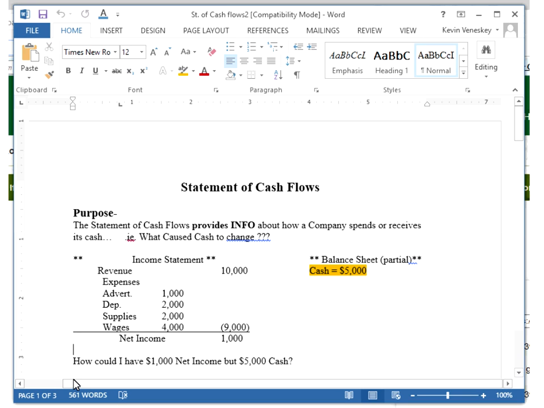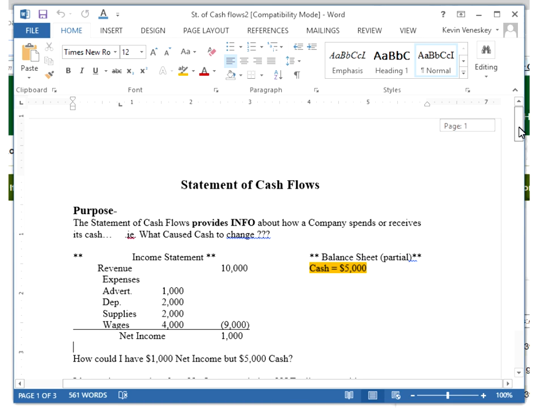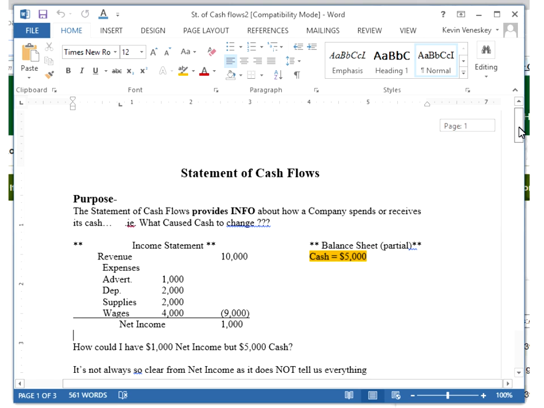So the question then becomes, how in the world could I have $1,000 net income, showing that I brought in 10, I paid out 9, I should have 1,000 left, but I have 5,000? Well, that's what this whole statement is here to tell us. Because there are lots of reasons why cash and net income may not be equal, but net income is a great place to start. It does give me a good idea of how much I brought in in sales.